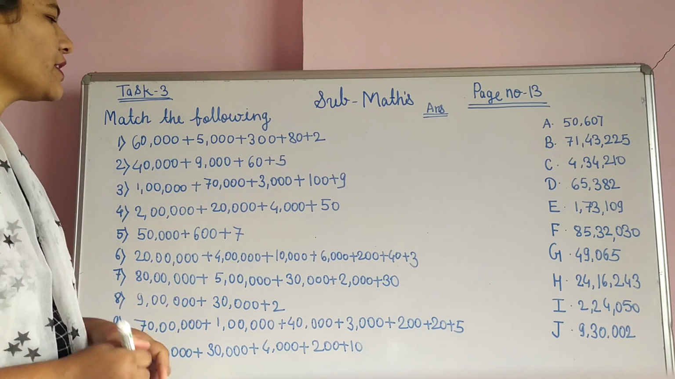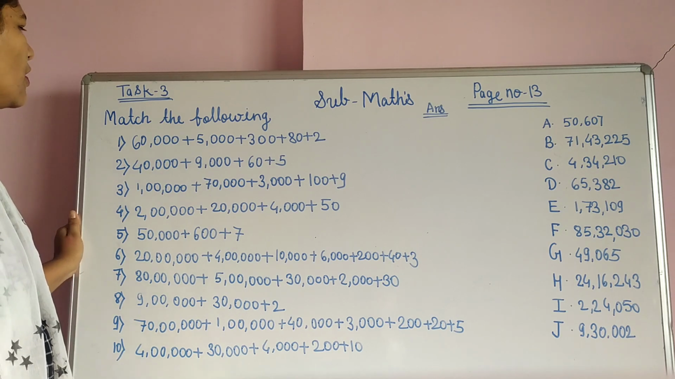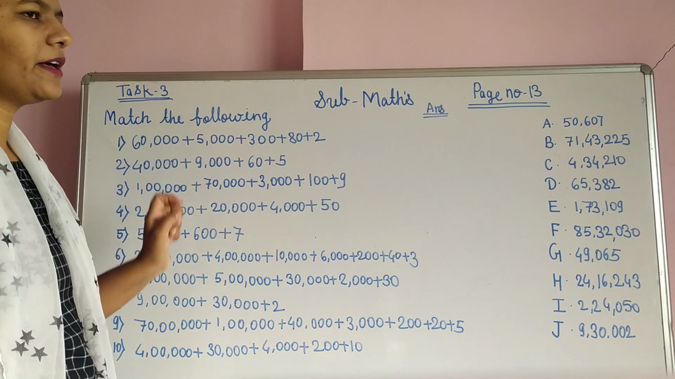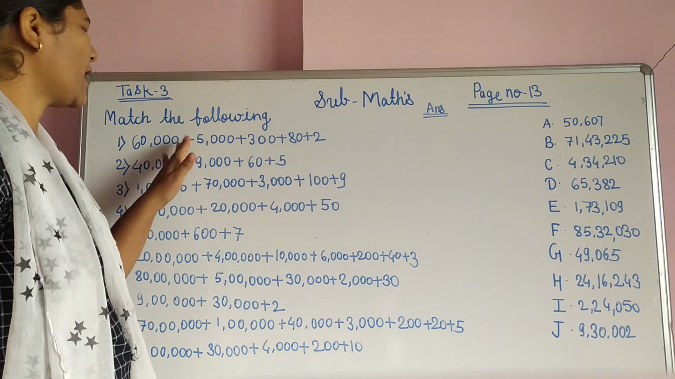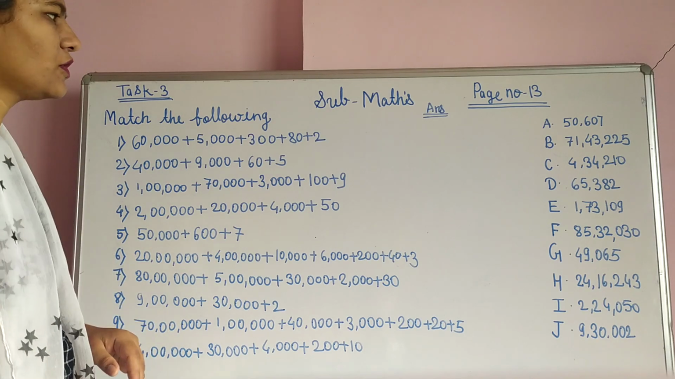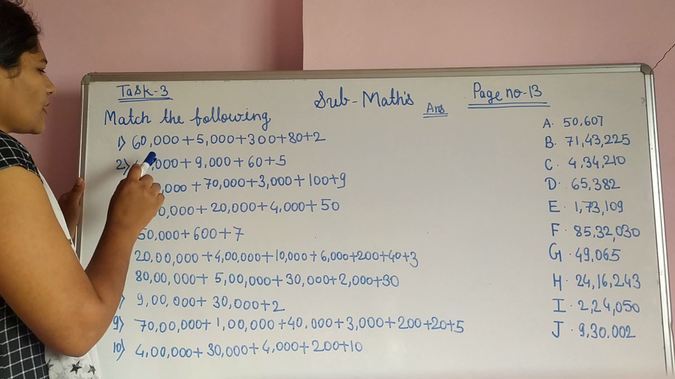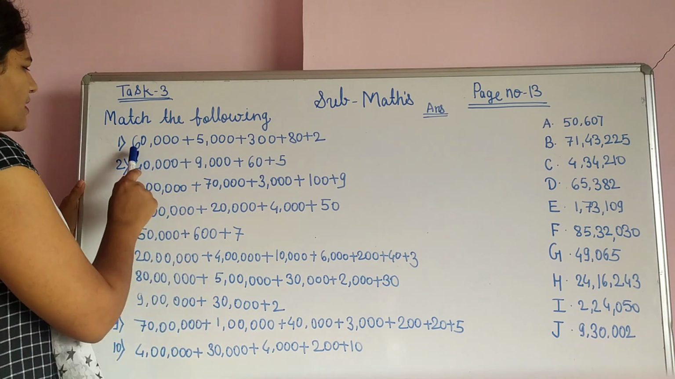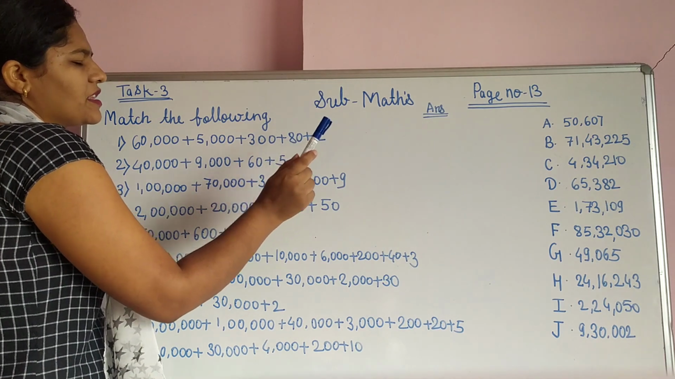So, student, what is given in the questions in Match the following? This is the expanded form. In the previous period, we saw how to write the numeral or standard number from the expanded form. So here we have to do the same thing. What is the first one? In the first question, given 60,000 plus 5,000 plus 300 plus 80 plus 2.